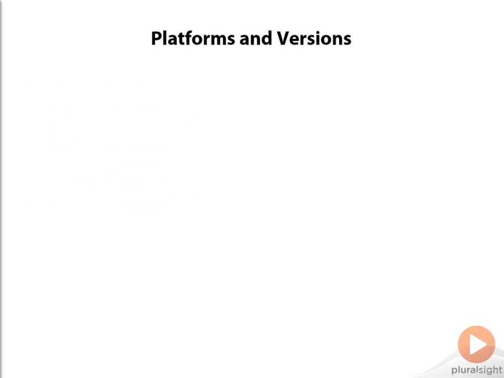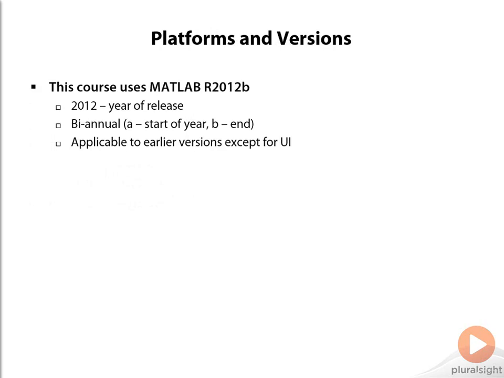Since this course has to use some version of MATLAB, I'm going to use the latest available right now, version R2012b. The 2012 here refers to the year of release, and there are typically two releases, A and B, that happen near the start and end of the year. So B is the end of year kind of release. And most of what I'll be showing will be relevant to earlier versions of MATLAB, the only exception being the UI, because 2012b introduces the ribbon UI in place of a much simpler UI that was available in previous versions.